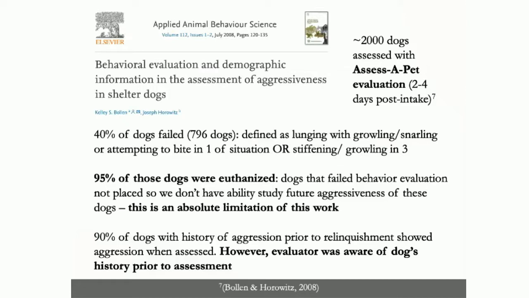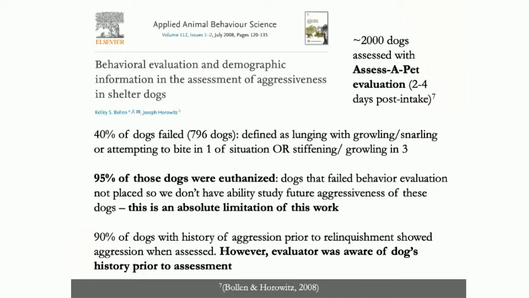One of the biggest things you see in this paper right away is that many dogs failed the assessment, 40%. Failure was defined as the dog either lunging with growling or snarling or attempting to bite in one of the subtests, or stiffening and growling in 3 of them. 95% of those dogs were euthanized. They failed the behavior assessment.